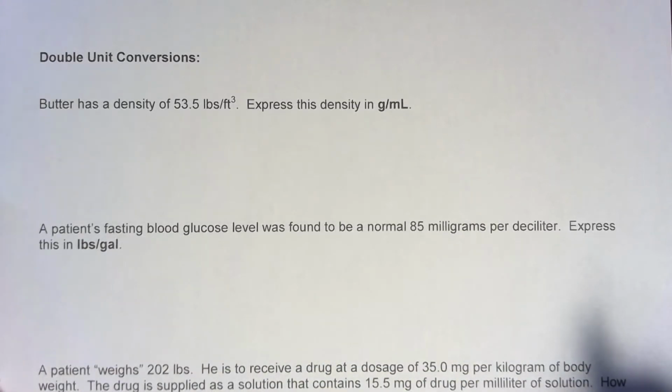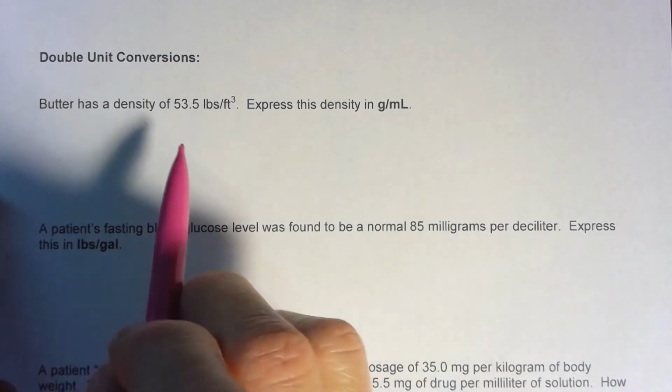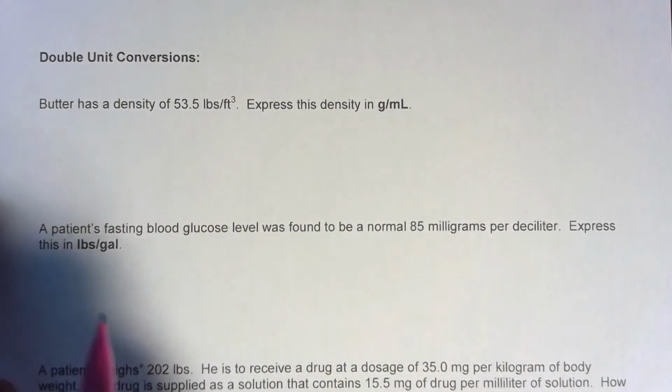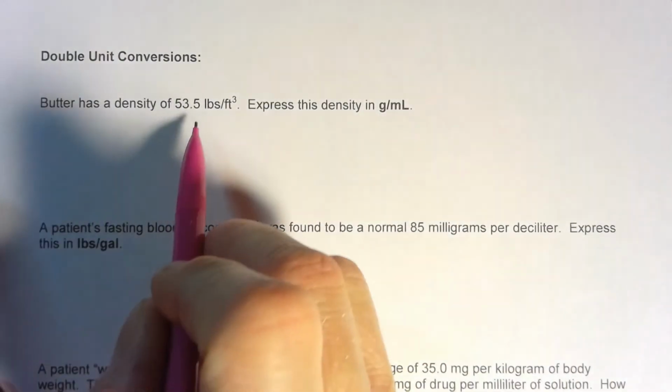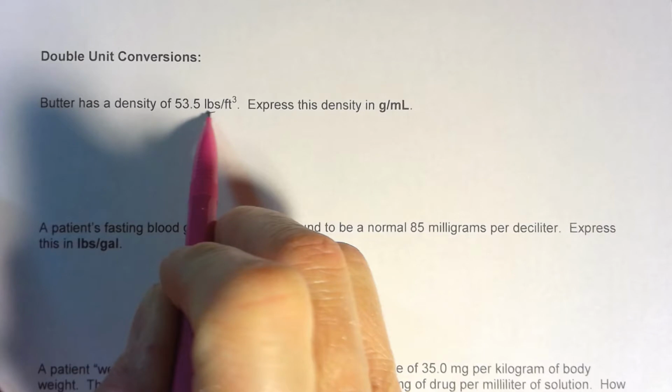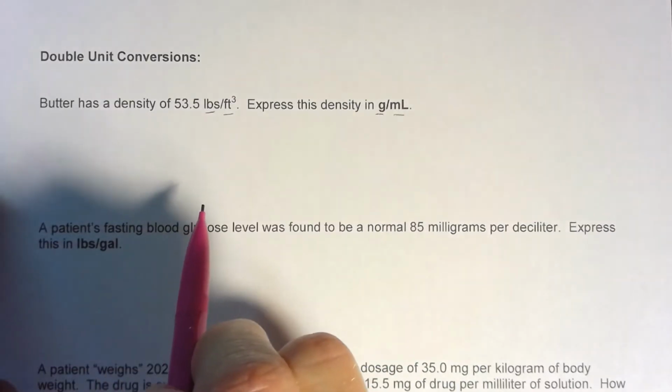And in this first problem, you will see that we have a number that looks like a conversion factor. However, we are going to convert both sets of units. So we have pounds that we are going to convert to grams. We have feet cubed that we are going to convert to milliliters.